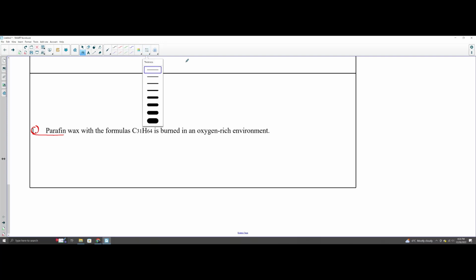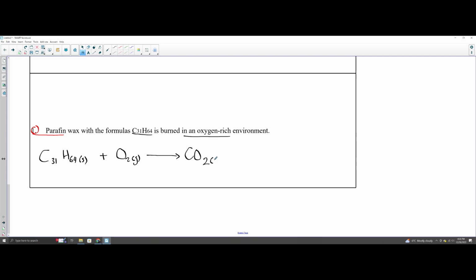Let's go down and try the paraffin wax question. So paraffin wax, it's for candles, and here's the formula they're giving us. It's quite a large molecule, burned in an oxygen-rich environment. Okay, well, we know that we always take our hydrocarbon. In this case, it's a wax, so it's solid, and we burn it in oxygen gas. All fire requires oxygen gas, and those are going to react to, of course, form carbon dioxide gas and extremely hot water, which is water vapor. Those are always our products.